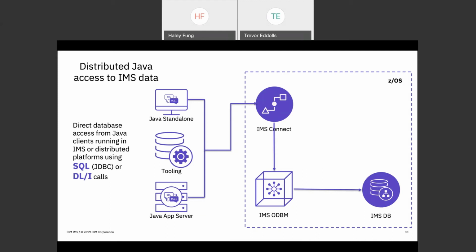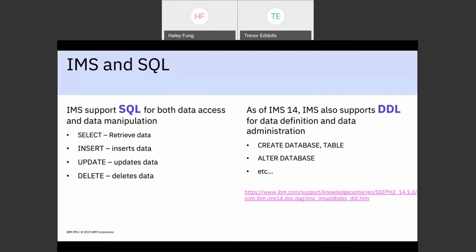Now you can access the IMS data directly, and you can use a SQL statement, which I'm going to show in the next chart. So we provide SQL support. From your Java application, you can do select, insert, update, and delete as if you are accessing any relational database. You can use pretty much the same SQL statements to access your IMS data from those Java applications.